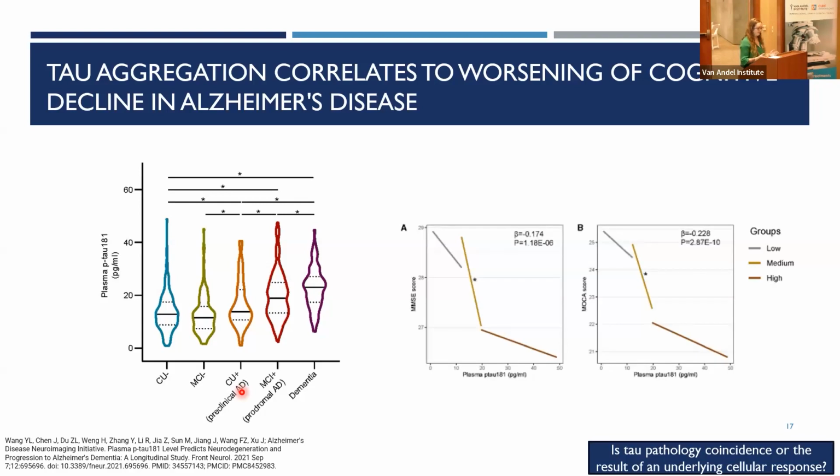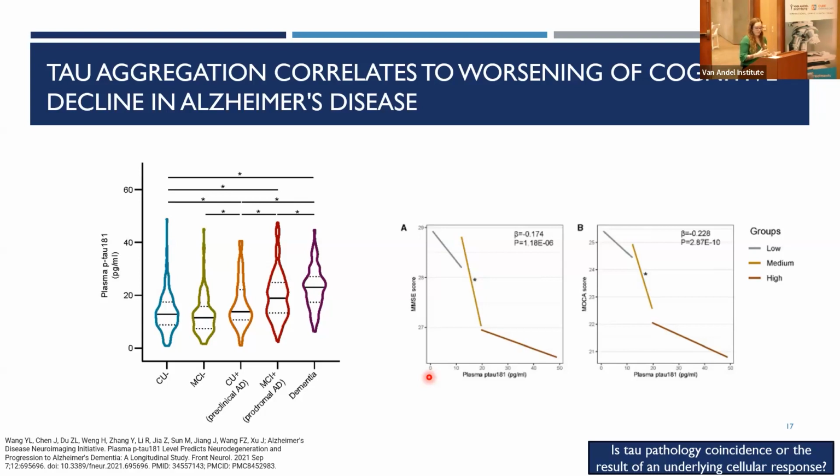When they then looked at trying to understand the relationship of the amount of aggregated tau in the blood and how that might correlate or correspond to worsening of cognitive symptoms, what they found is that as plasma levels of the aggregated tau increase, so as we go to the right on the graph here, the MMSE, which is the mini mental state exam, score decreased. And a decrease in that score is worsening of cognitive abilities.